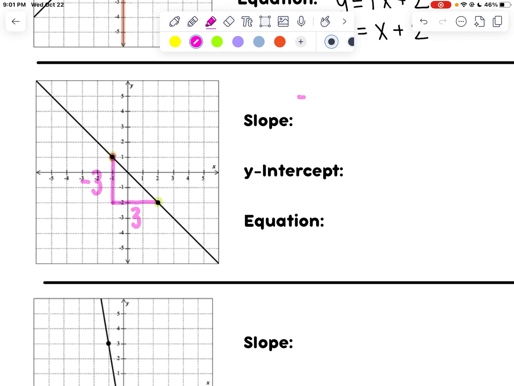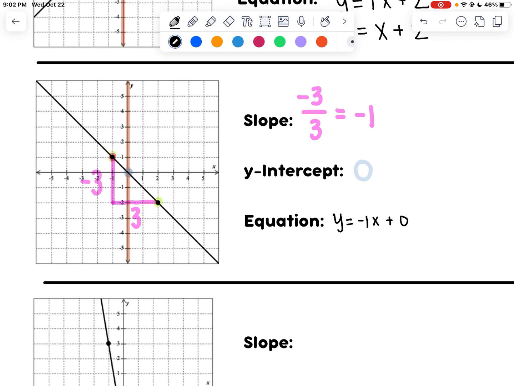So my slope, I have negative 3 over 3. If I type that into my calculator to simplify it, it's going to leave me with negative 1. My y-intercept, remember we look down our y-axis for where we hit. Right here would be where I hit. And that is right at 0. So my equation would look like this. y equals negative 1x plus 0.